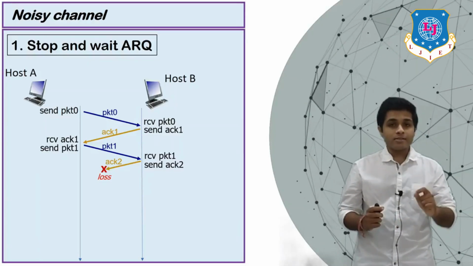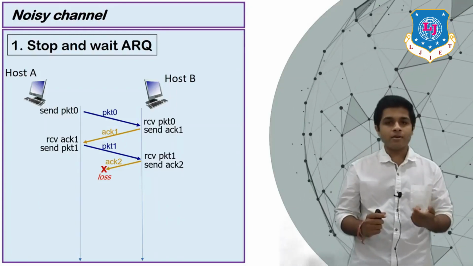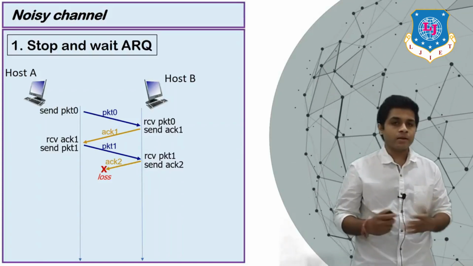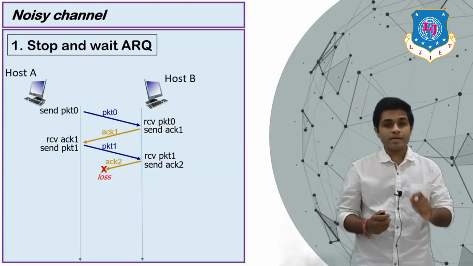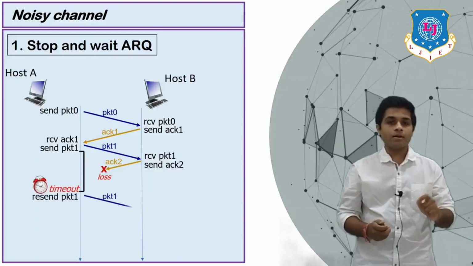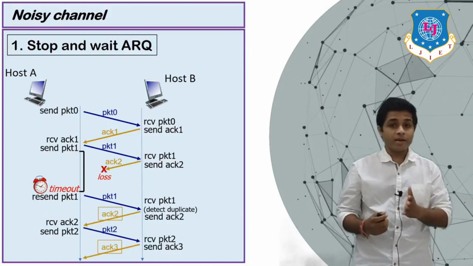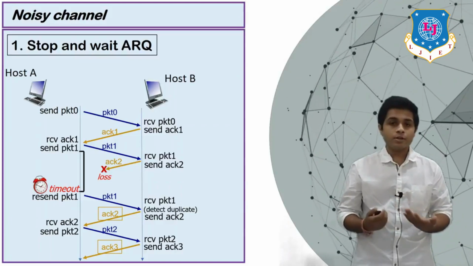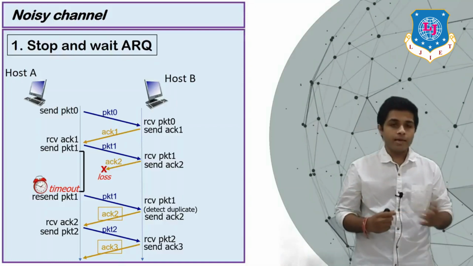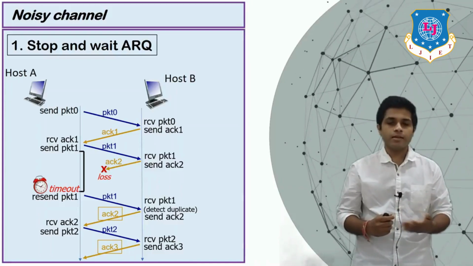So in this case, again A will use the timer. So after sending the packet 1, it will use the timer for some fixed amount of time, let's say for 5 seconds. So after sending packet 1, it will wait for 5 seconds. If no acknowledgement is received, it will send the packet 1 again. So B will receive the packet 1. Now B has received the packet 1 again, so it will delete the duplicate and keep the new one and it will send the ACK2. A will receive the acknowledgement 2, so it will send the packet 2. B will receive the packet 2 and it will send the ACK3.